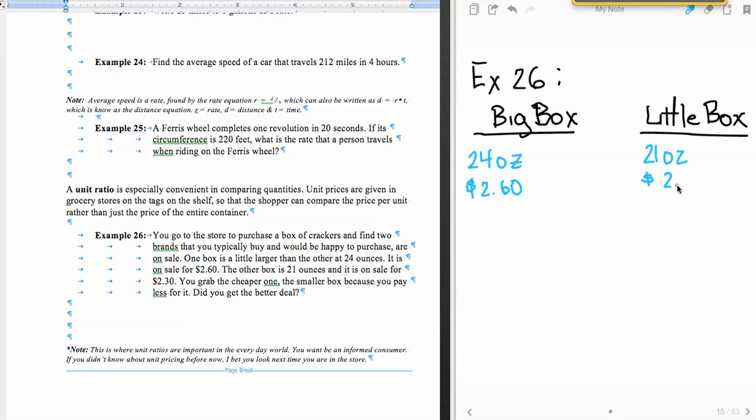Now, if you're not careful here, you might just go, oh wait, $2.30 is cheaper than $2.60, and so I'll just buy the $2.30 box because that's a better deal. But if we go ahead and buy that, the question is, did we make the better purchase or not? So in order to find that, we're going to have to find the unit rate.